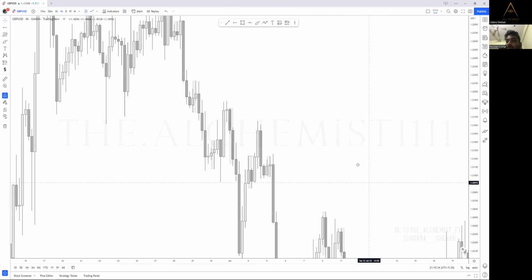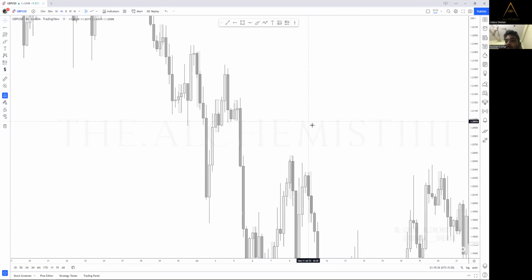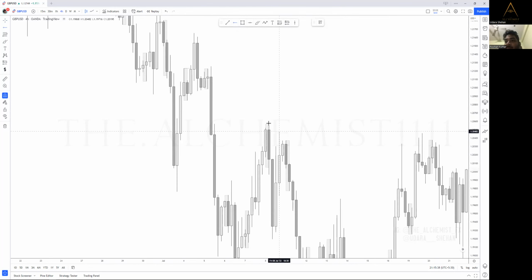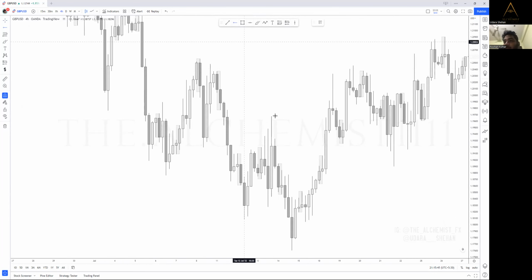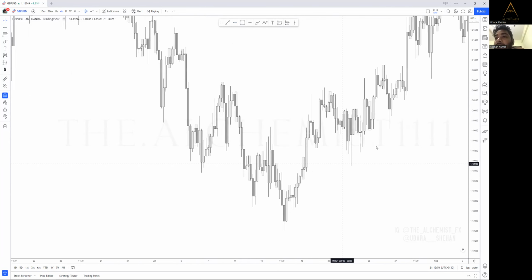Let's see some more. Where do we have clear examples? Look at this one. Where did this tap into? Here, before falling. It did give a bit of drawdown, but it still fell. Look at this. Where did this tap into? Here. See that? Keeps on happening. Let's see some more.